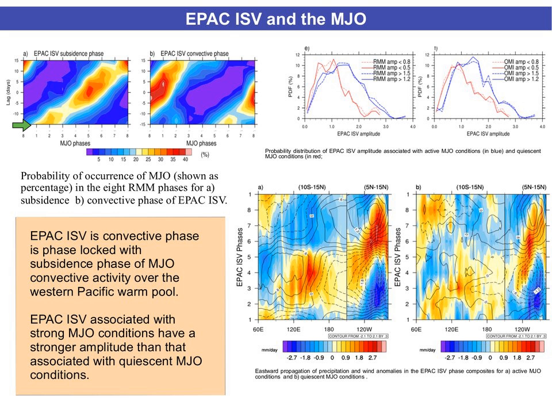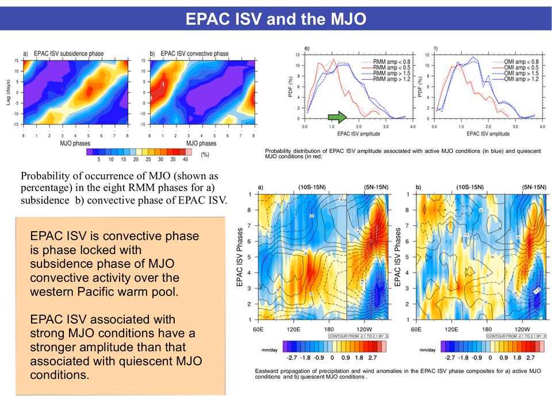Here we have derived the probability of occurrence of MJO in the 8 RMM phases, as when the Eastern Pacific ISV is in the subsidence phase, and as when the Eastern Pacific ISV is in the convective phase. So here you can see when the Eastern Pacific ISV is in the convective phase, the RMM phases of the MJO are mostly in phases 4, 5, or 6. And when it is in the subsidence phase, about 80% of the MJO cases are in phase 8, 1, and 2. So it shows the opposite phase locking of MJO convective activity over the Western Pacific and the Eastern Pacific.